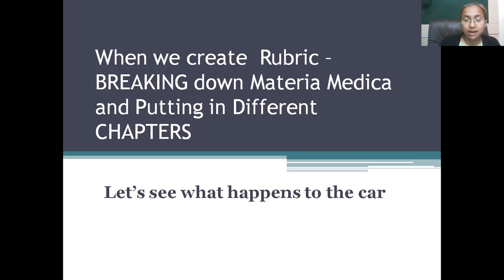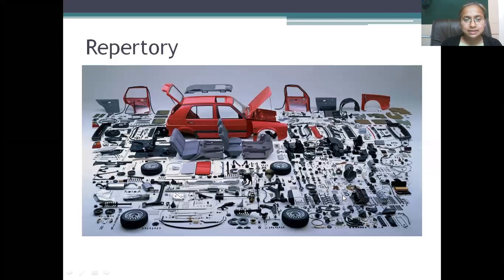So let's see what happens to the car when we go to repertory. So our car was materia medica. So see what happens to the car. So this is our repertory. Okay, so we have just fragmented it into various parts, various chapters. This is the difference between a materia medica and repertory.